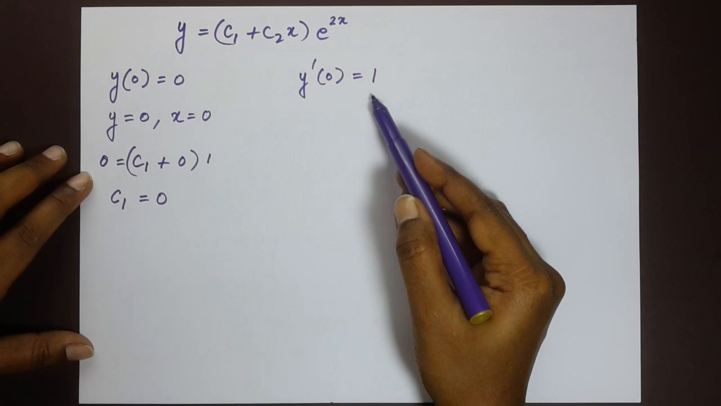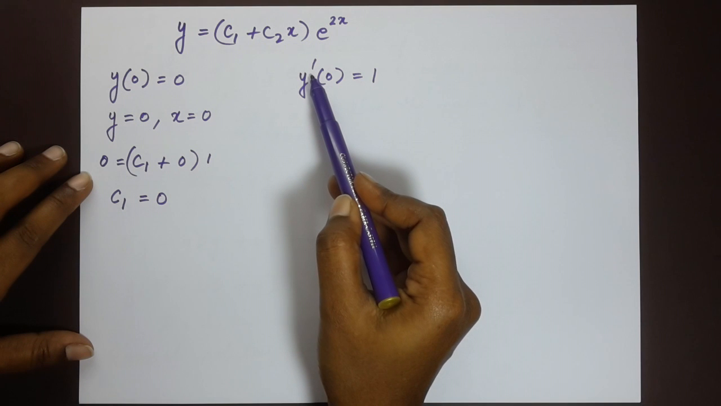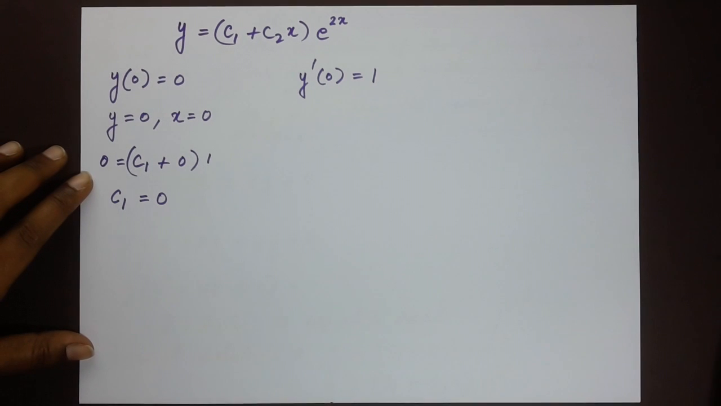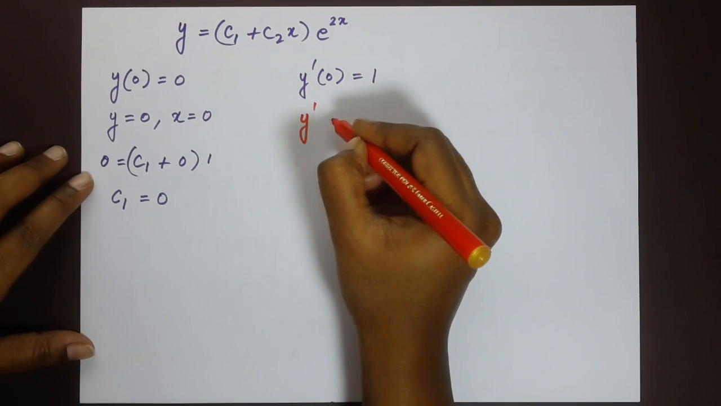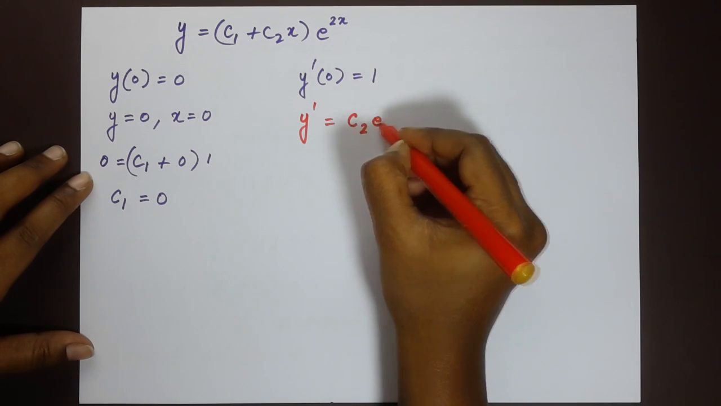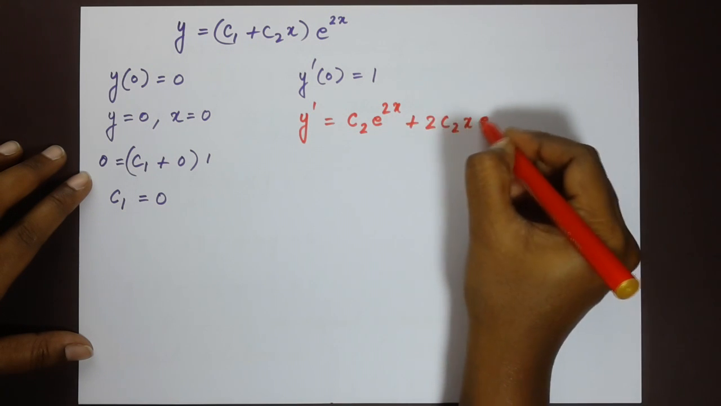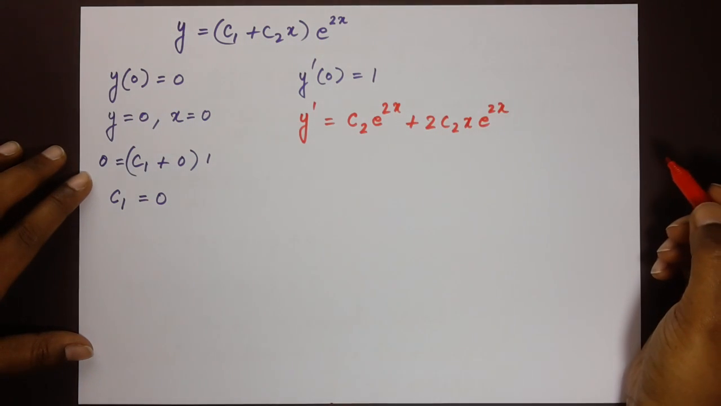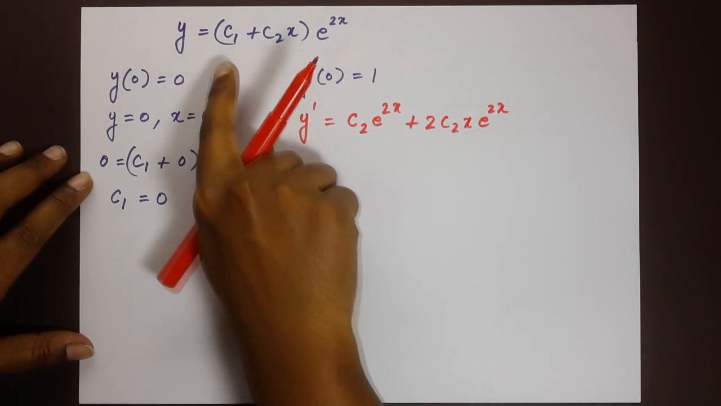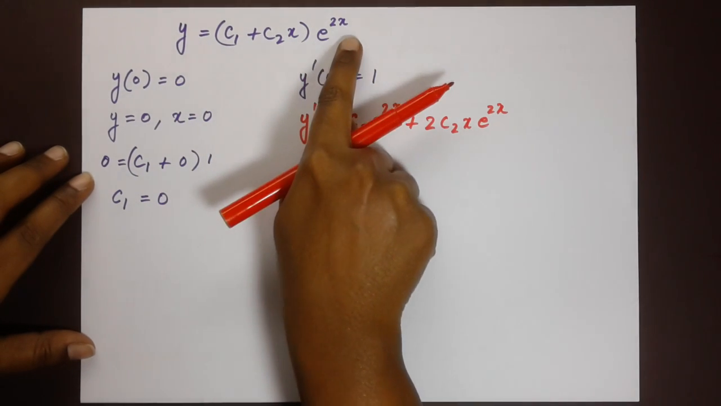If y dash of 0 is equal to 1, we have the solution here, right? We need to find out what the first derivative is. So let's differentiate the equation here. Y dash would equal c2 e power 2x plus 2c2x e power 2x. Let me tell you how I got this. Now the equation is y is equal to c1 plus c2x e power 2x.